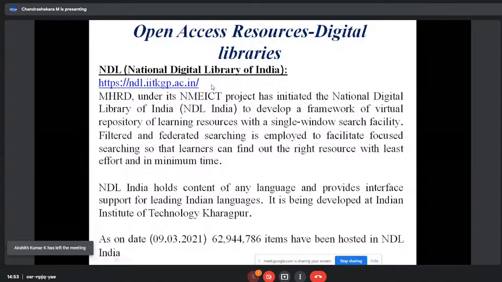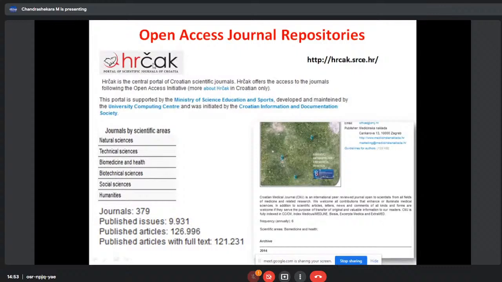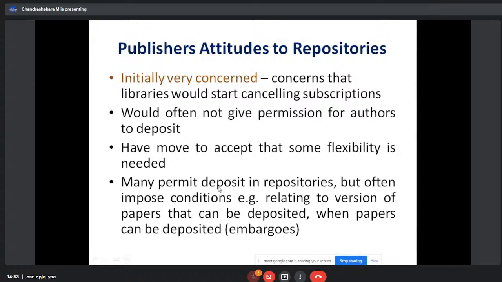Open access general repositories are also available, meaning this HRCAK. There are many journals by scientific areas: natural science, technical, biomedical, social science, etc. Journals 379, published issues, response, articles. So we have given this. This is good. Attitude of publishers to repositories.